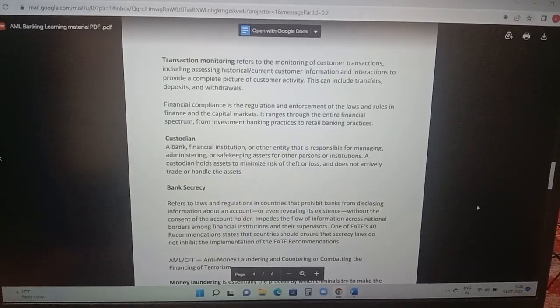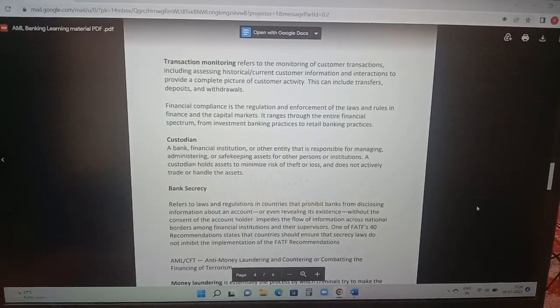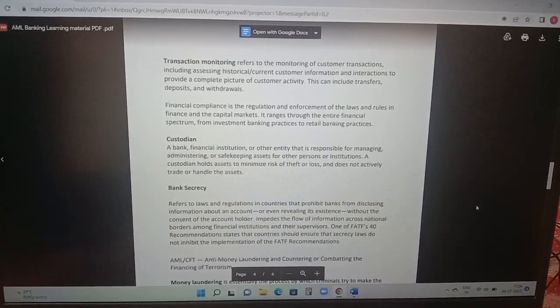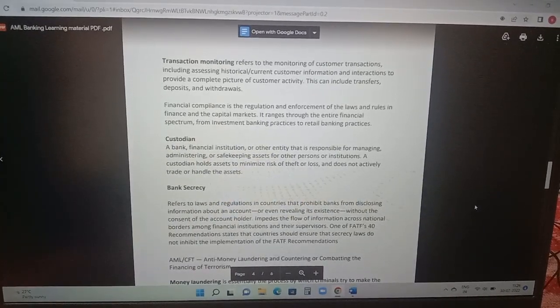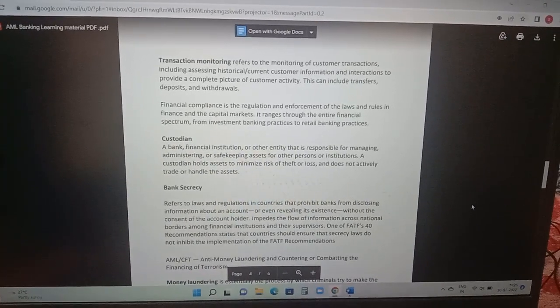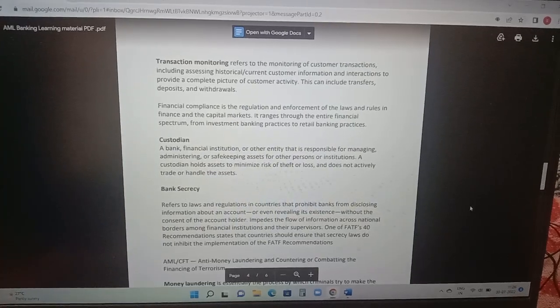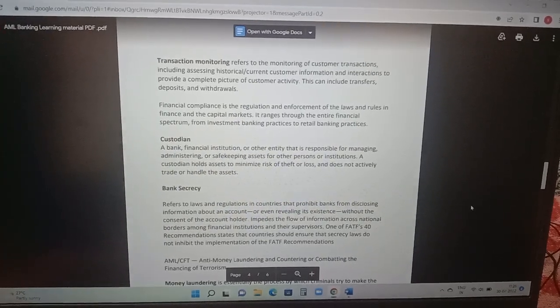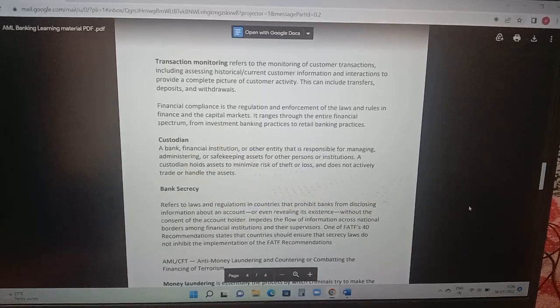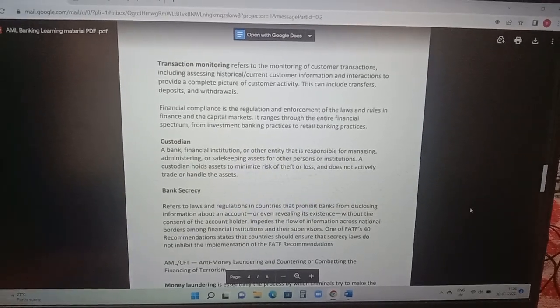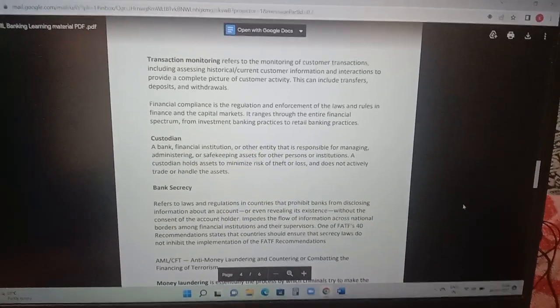Custodian: a bank, financial institution, or other entity that is responsible for managing or administering or safekeeping assets for other persons or institutions. A custodian holds assets to minimize risk of theft or loss and does not actively trade or handle the assets.